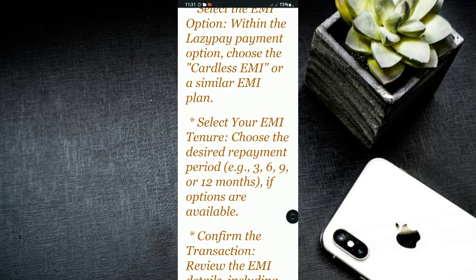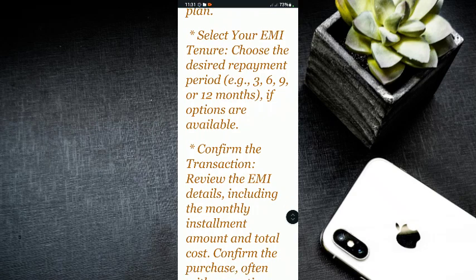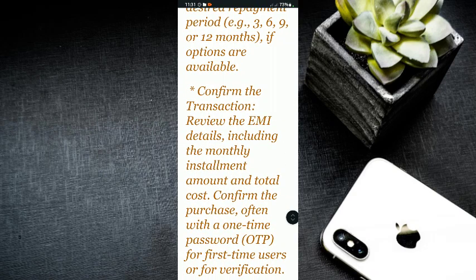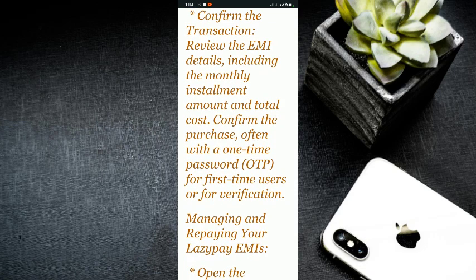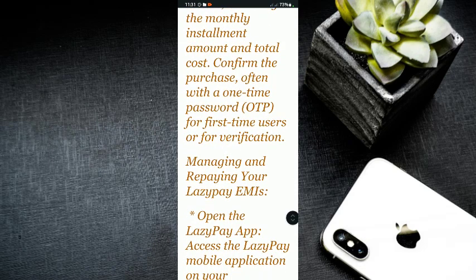Then choose the desired repayment period. It could be 3, 6, 9 or 12 months if options are available. Review the EMI details, including the monthly installment amount and total cost. Confirm the purchase, often with a one-time password for first-time users or for verification.